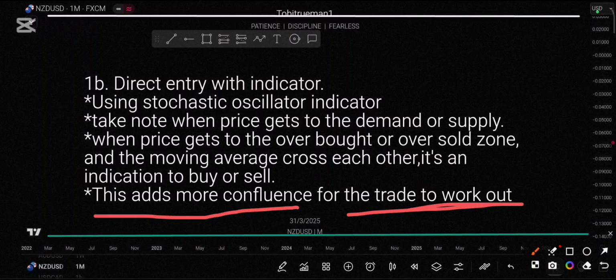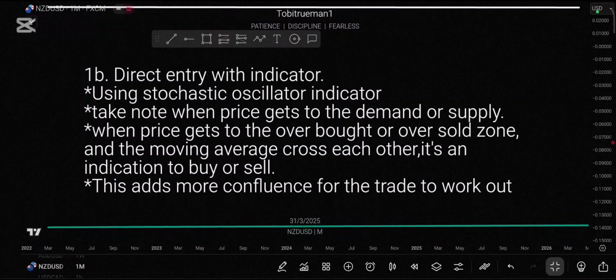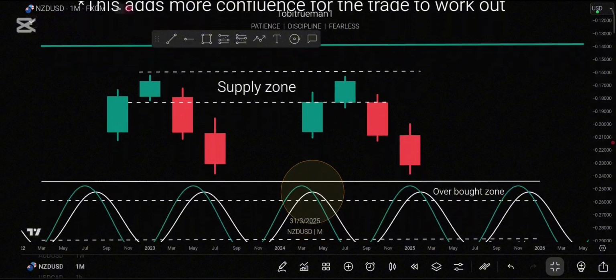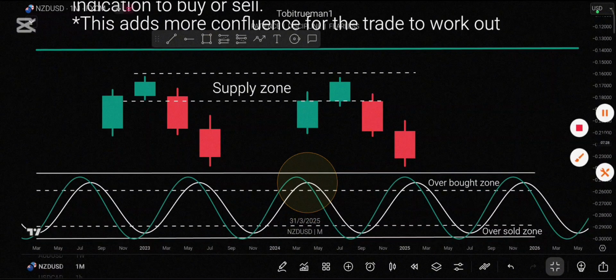So what I'm trying to say is, if I'm using this oscillator in addition to the demand and supply zone that we have spotted, it will give us more confidence and more reason to enter the trade, and it will probably play out the way we want it.